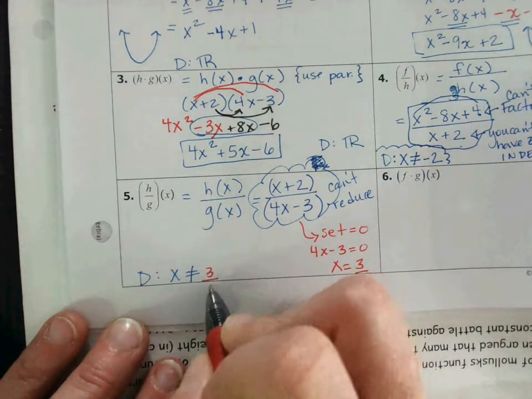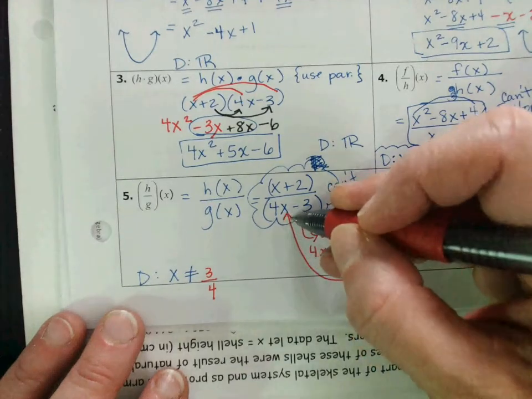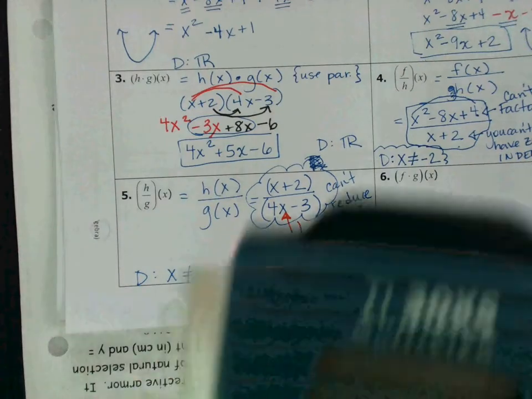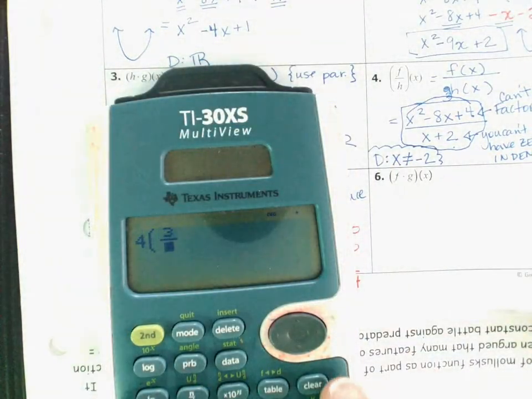x cannot be 3/4. And if I were to plug 3/4 back in there, wouldn't it make my denominator 0? Yeah, you can check it out and see. Let's see. 4 times 3/4.